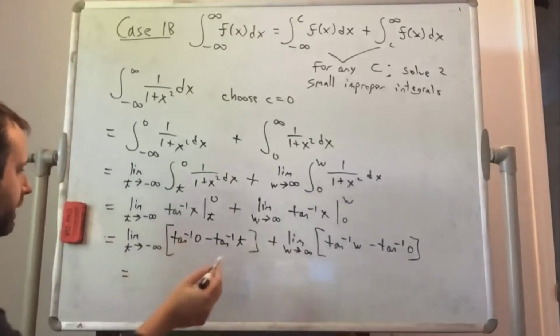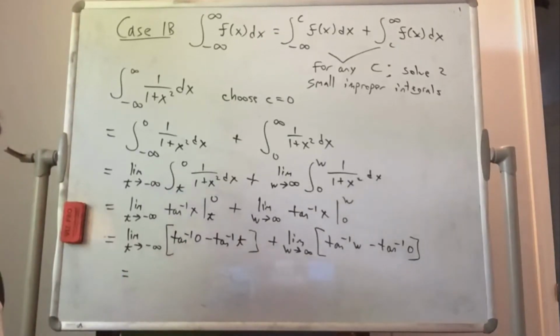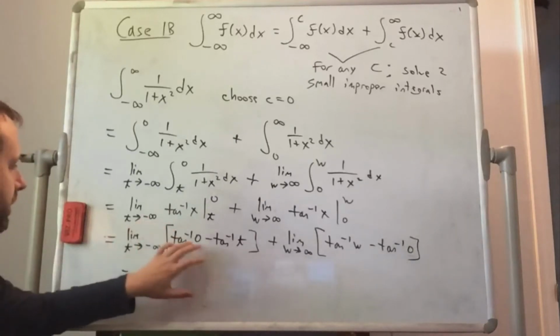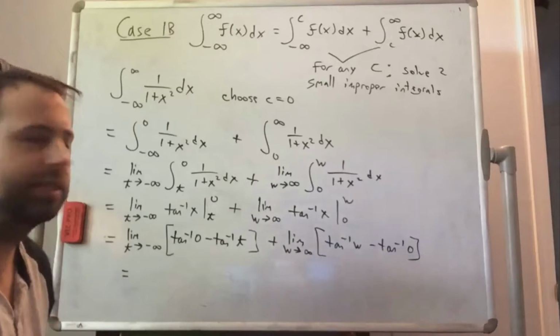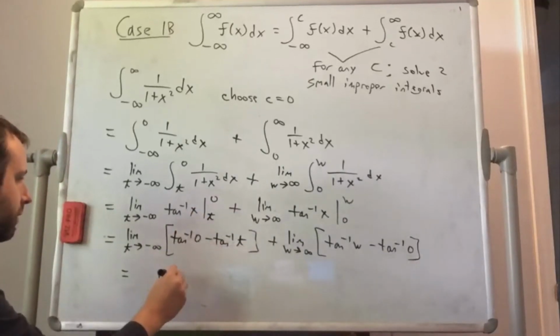So now when we plug in, we have to figure out what is tan inverse of 0. Do you guys remember that from trig? What is tan inverse of 0? It has nothing to do with the limit here, it's just a straight thing. It is 0, right? Because tan 0 is 0, so tan inverse of 0 would give you back 0.